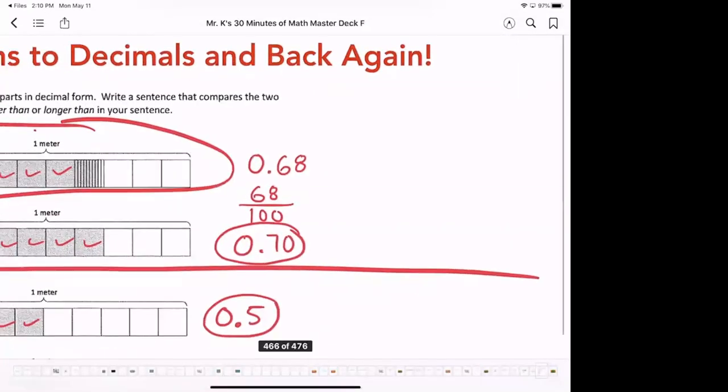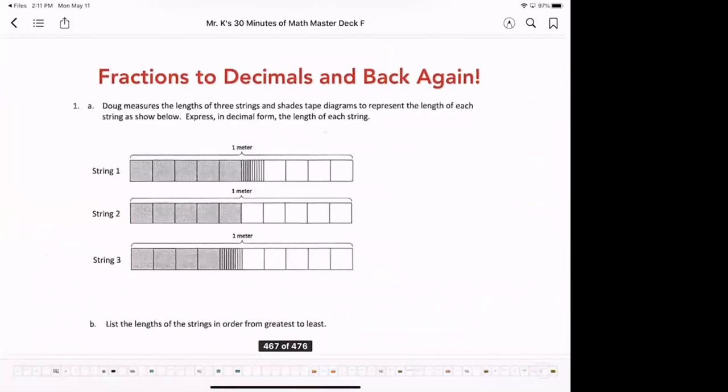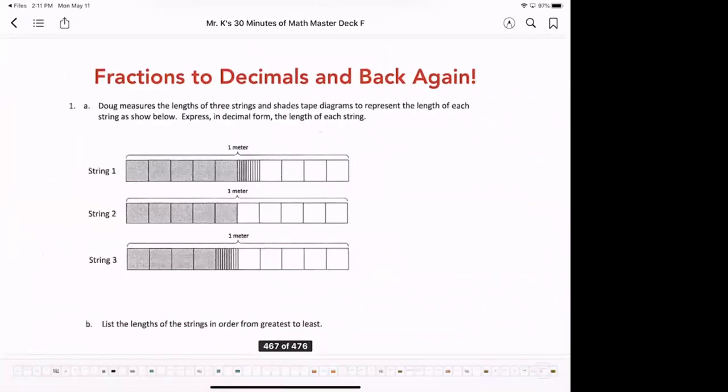All right, let's go. It doesn't want to go. There we go. Go ahead and try this one.